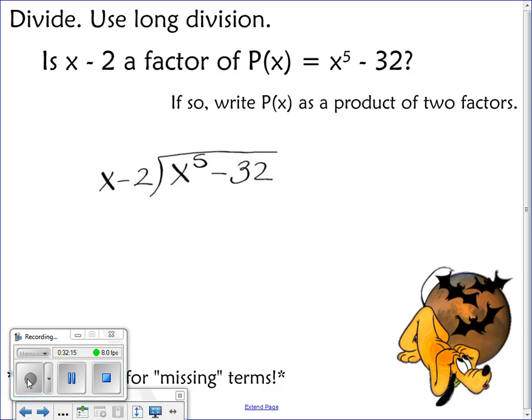All right, here we go. We're going to start right with this one. It looks simple enough, right? What do you multiply x by to get x to the 5th? X to the 4th. So multiply x to the 4th times x. X to the 4th times negative 2. Negative 2x to the 4th. And change your signs.